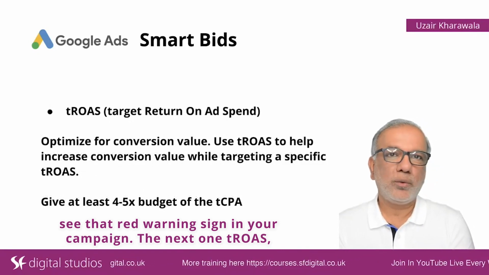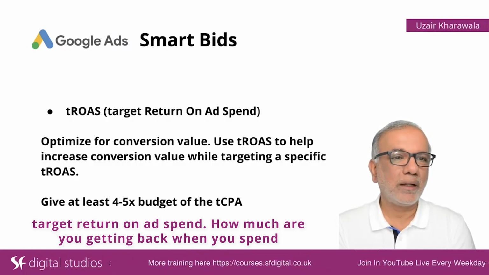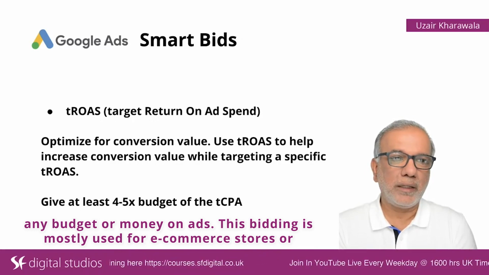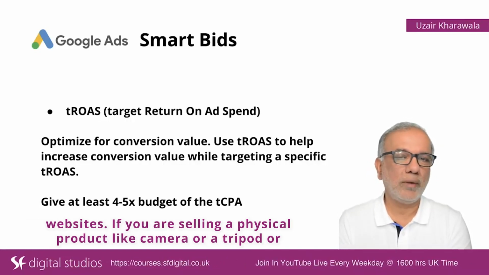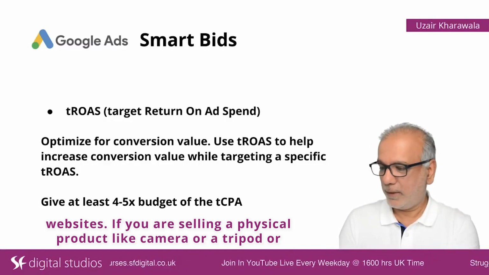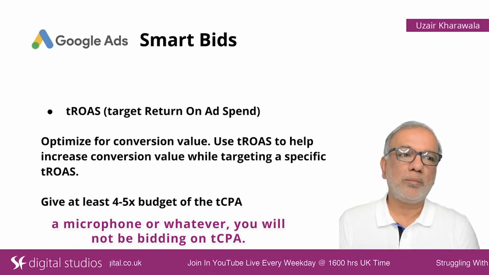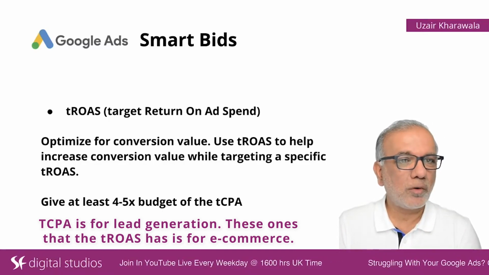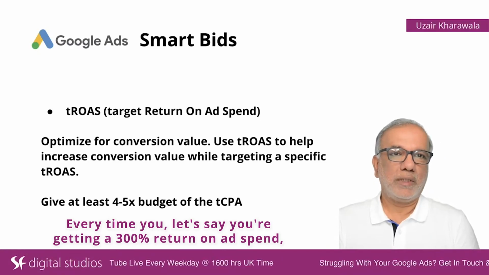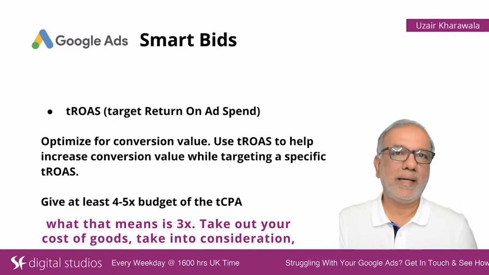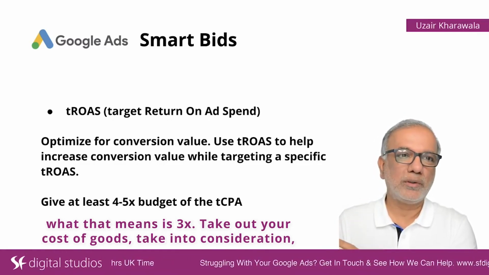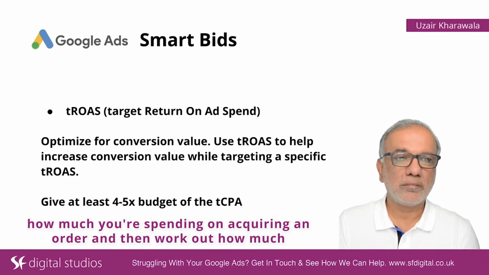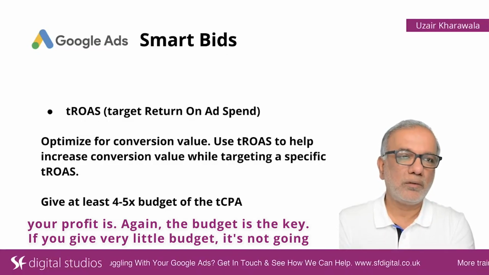The next one, tROAS, target return on ad spend. How much are you getting back when you spend any budget or money on ads? This bidding is mostly used for e-commerce stores or websites. So if you are selling a physical product like a camera or a tripod or a microphone or whatever, you will not be bidding on tCPA. tCPA is for lead generation. These ones, the tROAS, is for e-commerce. Let's say you're getting a 300% return on ad spend, what that means is 3x. Take out your cost of goods, take into consideration how much you're spending on acquiring an order, and then work out how much your profit is.